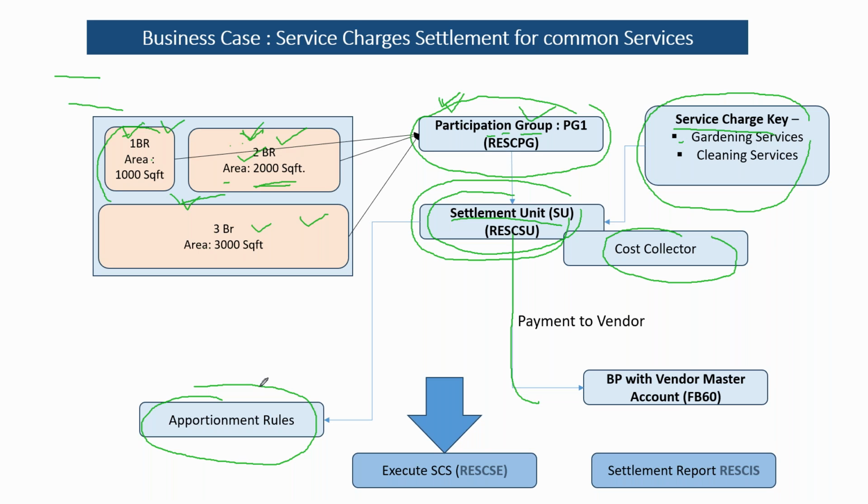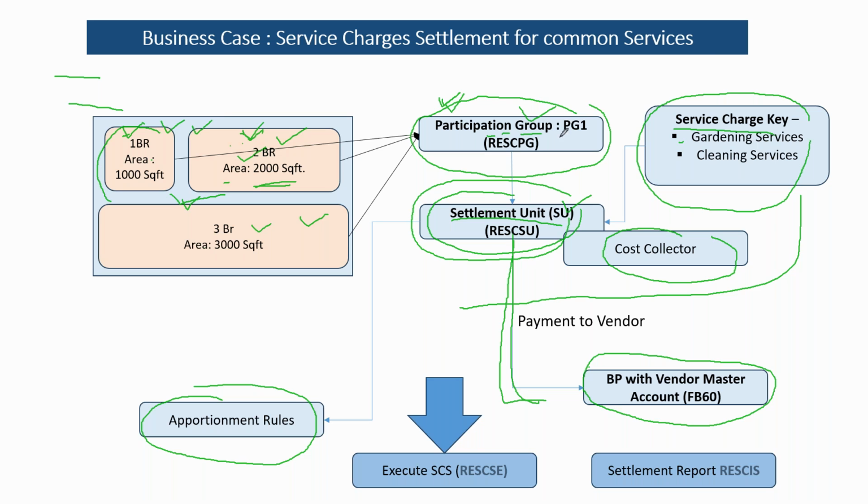Here is how the process will be executed. Once this master data is ready, whatever amount we have agreed with the service provider has to be paid to the service provider. The service provider is a vendor for us. This will be created as a BP with a vendor master account, and you can do the posting directly in FB60 or FB01. There are different transactions to do the direct posting to pay the vendor. Once this payment is done with reference to the settlement unit, that amount will be available here, to be apportioned to the rental units.